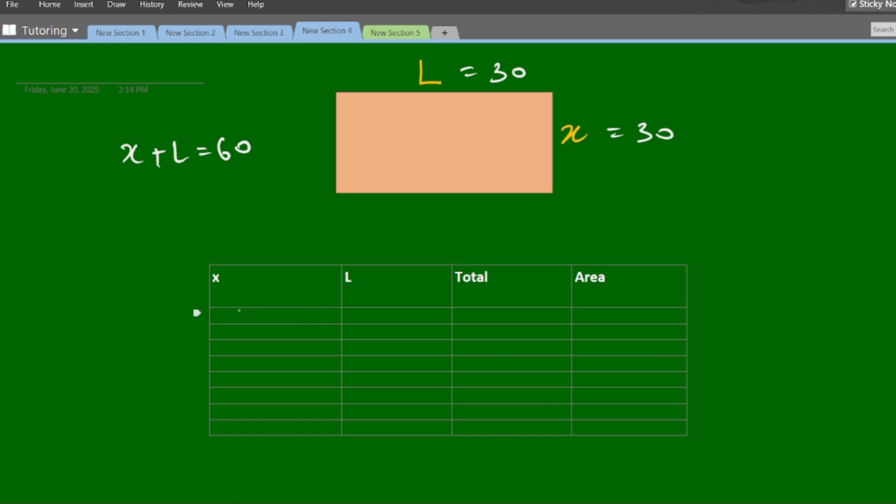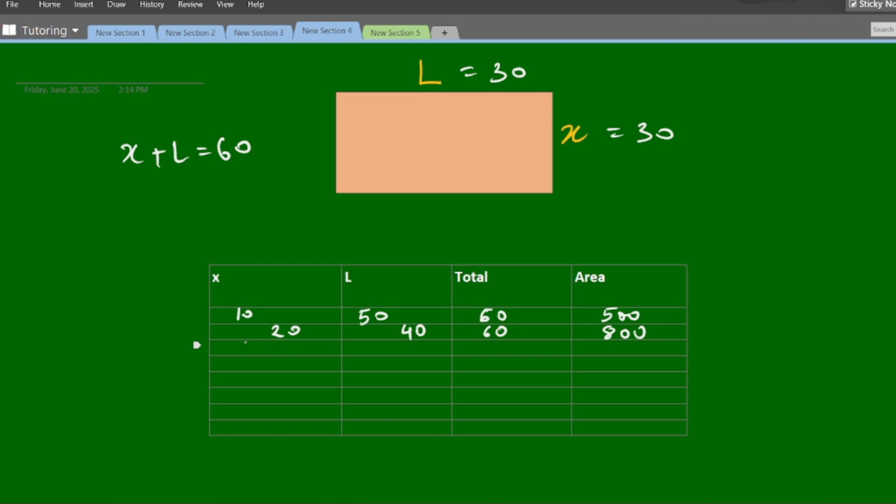Let's suppose x is 10, length will be 50, since the total is 60. Now 10 times 50 is 500. Now let's suppose x is 20, length will be 40, 20 plus 40 is 60. Area will be 20 times 40, 800.